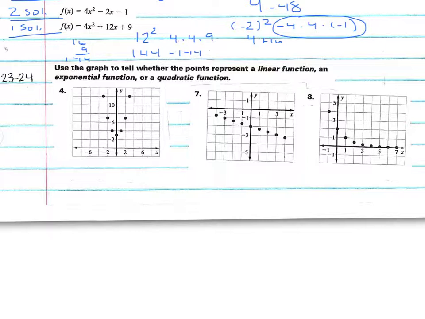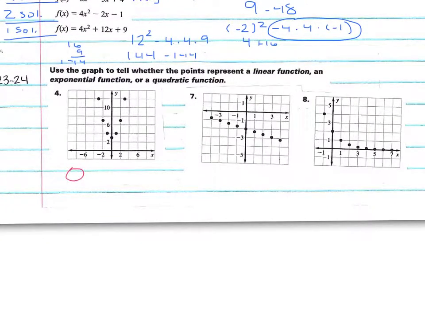And to finish out the test, we are to decide whether the function presented to us is linear, exponential, or quadratic. Number 4 on this part gives you that U-shaped parabola, making it a quadratic function. Number 7 is a straight line, making it a linear function. And 8 is a decreasing function, making it exponential.